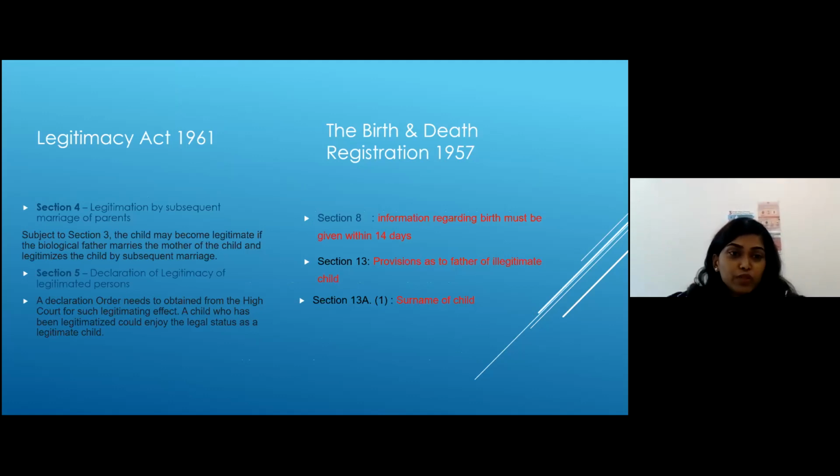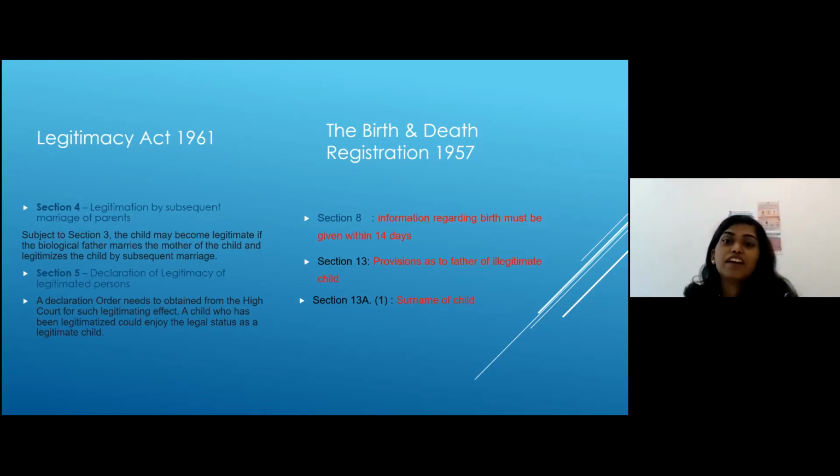Okay, moving on, we also have the Legitimacy Act 1961. In this Act, we have two main sections that we use for child protection and their rights. Section 4 is the legitimation by subsequent marriage of parents. Subject to section 3, the child may become legitimate if the biological father marries the mother of the child and legitimizes the child by the subsequent marriage. Section 5 is the declaration of legitimacy of legitimated persons, where a declaration order has to be obtained from the High Court of Malaya for such legitimizing effect.